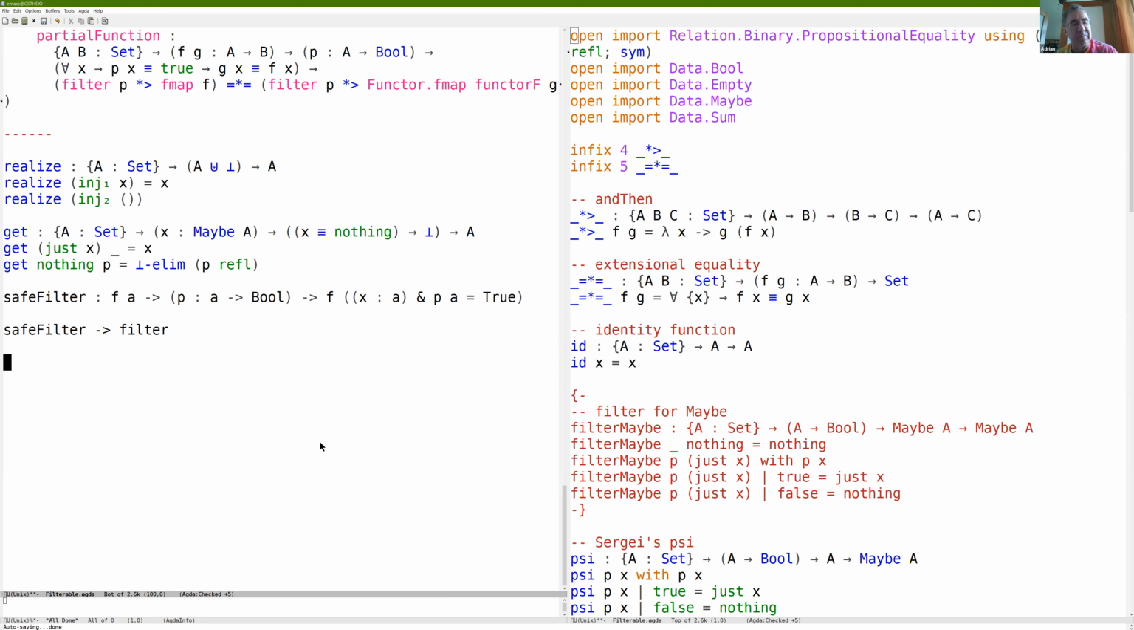So what I was wondering, because we have laws that are expressed in terms of ID, are there laws about ID? That is, if we have a decidable equality on the type of X, can we say that ID of X equals X?